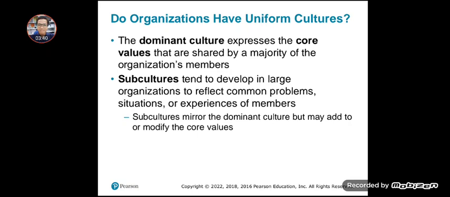Okay, this is a good question. Do organizations have uniform cultures? Most large organizations have both a dominant culture and several different cultures, which we call subcultures. The dominant culture reflects the core values that are shared by the majority of employees in the organization. On the other hand, subcultures reflect common problems or experiences shared by employees in the same department or location.